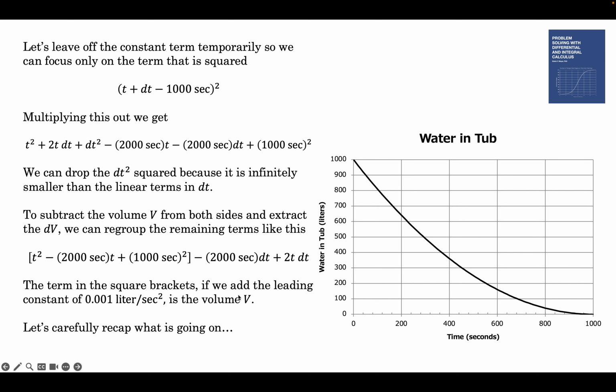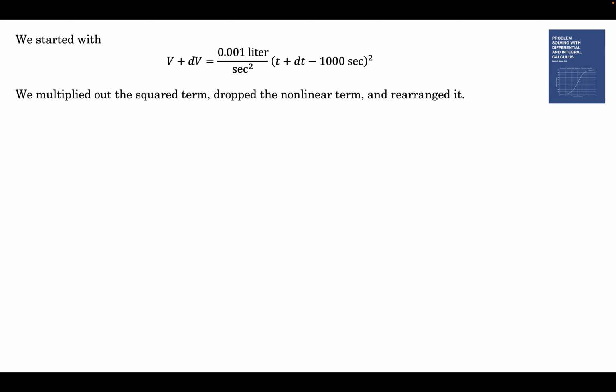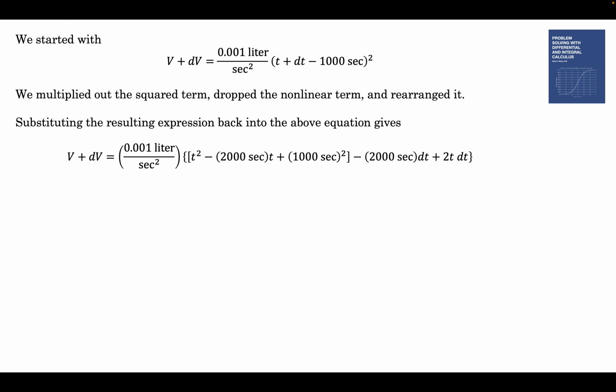But we're going to take it slowly, recap what's going on, and get rid of this graph so we can have more space. So we started with that. We multiplied out the squared term, we dropped the dt squared term, and we rearranged it so it looks like this. And if you substitute it back in, it looks like this. So I put the constant back in, I put the v and the dv. Now this term right here in square brackets times this, that's just v. Here's v.